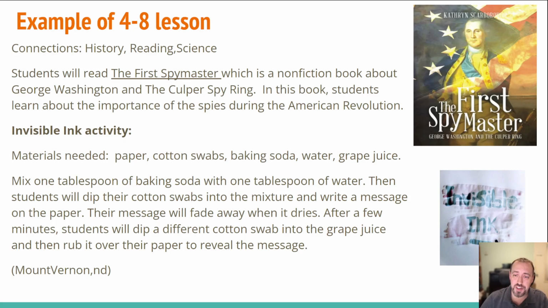In this second lesson example, we will look at how to incorporate multiple subjects into a 5th grade lesson. Students will read the First Spy Master, a nonfiction book about George Washington and the Culper Spy Ring, highlighting the role of spies in the American Revolution. For our invisible ink activity, students will mix baking soda with water to create their ink. They'll write messages on paper with their mixture. Once dry, the message will fade. To reveal it, students will use grape juice, which reacts with the baking soda to make the message visible.